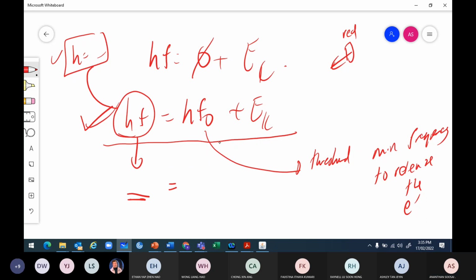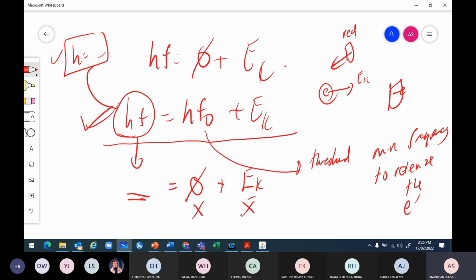But we want to prove this equation. What is the bonding? How much is the electron bonded to the metal? We don't know. The hf naught, we don't know how to calculate. Then another one: when the electron is released, the kinetic energy the electron possesses, Einstein also doesn't know how to find. So these two, you cannot find. You just write theory.